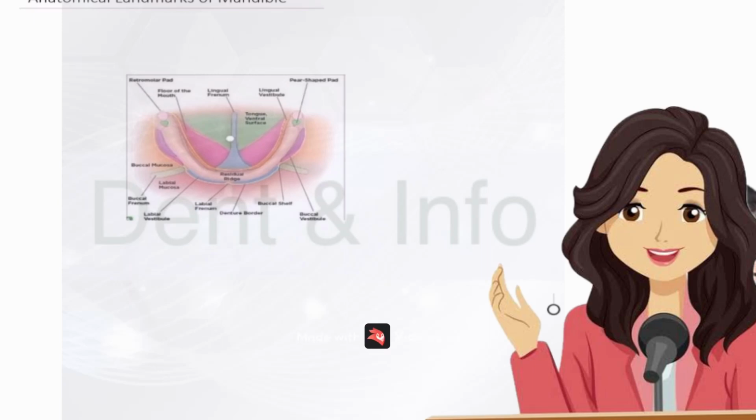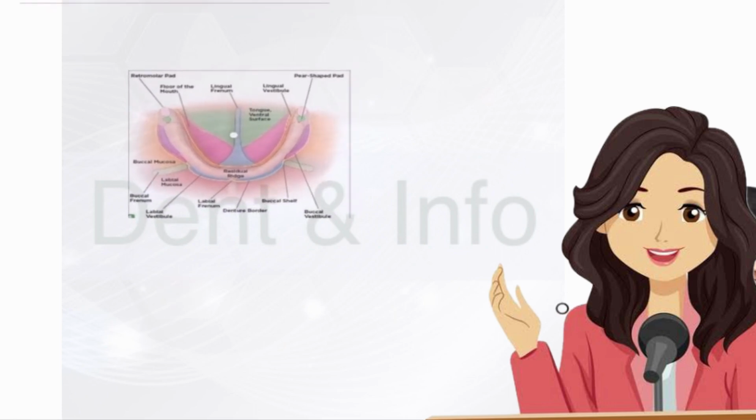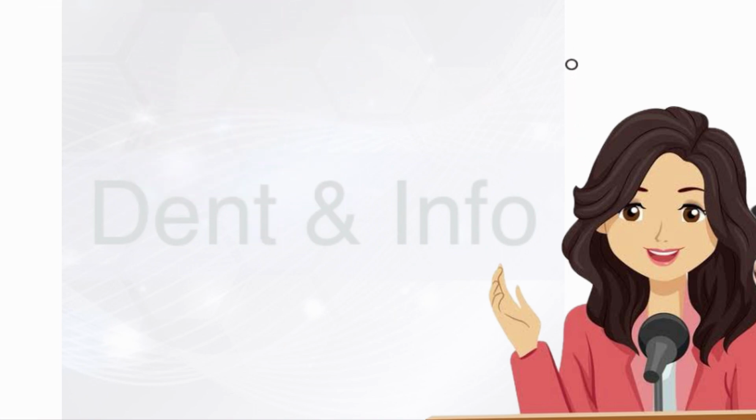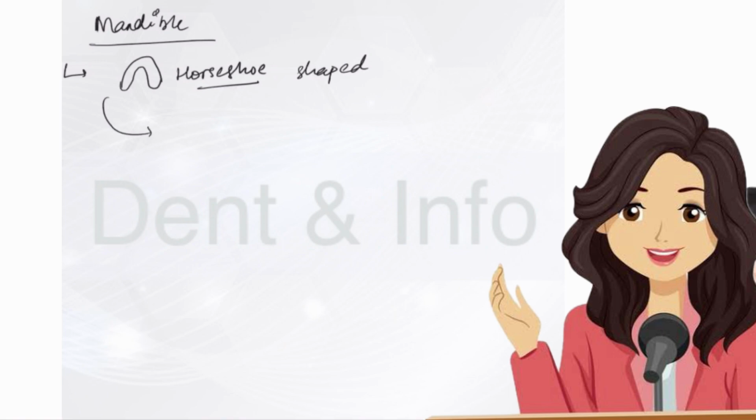So we will now see the main points of difference between your maxillary and mandibular anatomical landmarks. Now, if you see the gross anatomy of the mandible, it is a horseshoe-shaped bone, so different in terms of the maxilla. How does it matter to us?